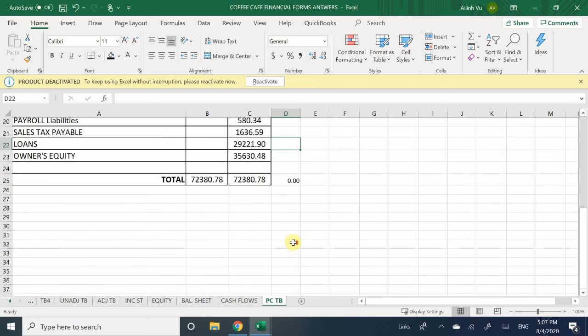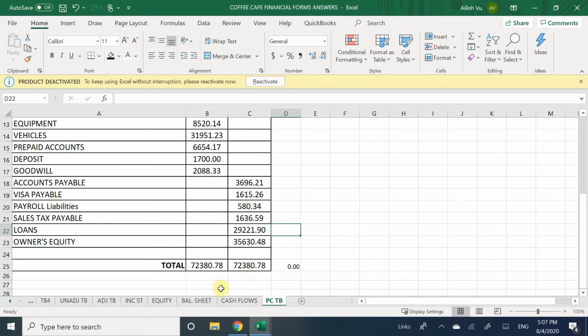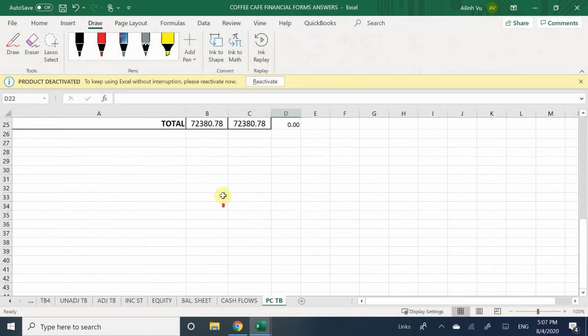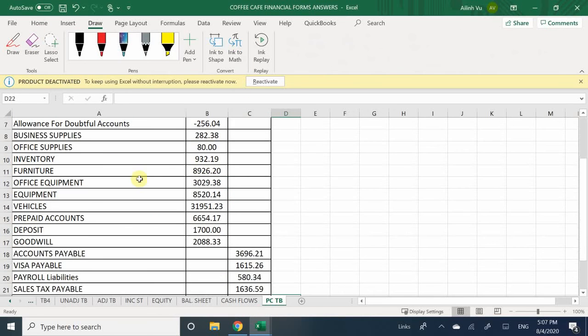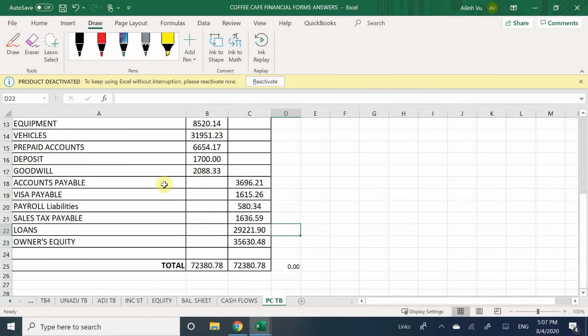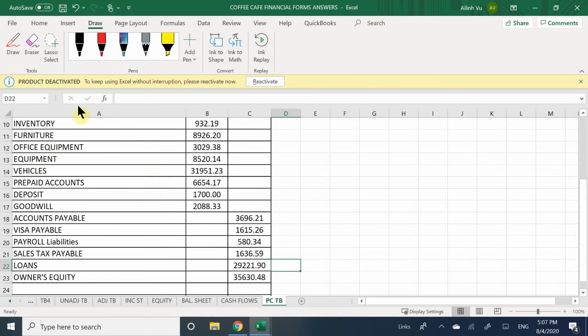So yay! This is how you complete the rest of Coffee Cafe and close it out to its completeness. Okay, so again, we'll talk about the cash flows on Thursday. So other than that, that is how you complete the books and financial statements and close out properly. All right.